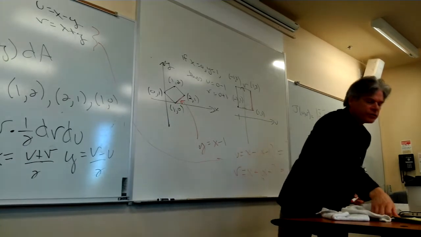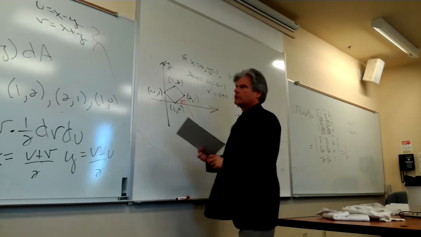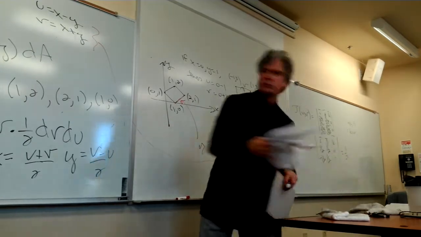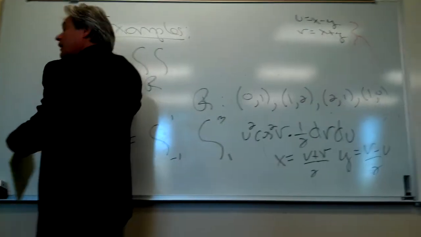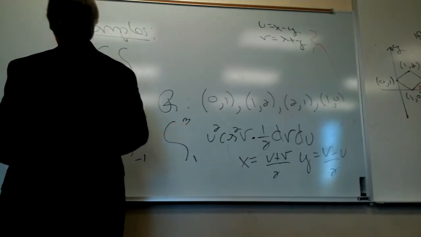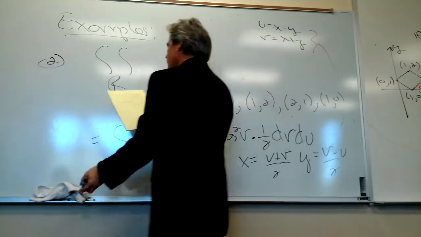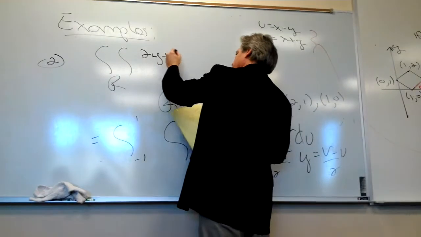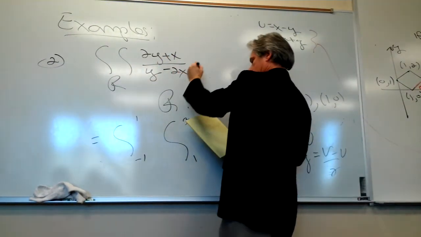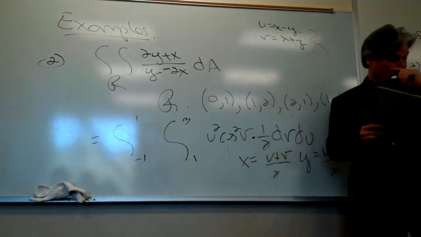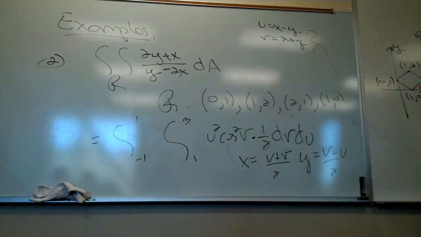What about a double integral like this? I was merely trying to make up some examples where the integrand has issues in terms of integrating. What about a fraction like 2y plus x, and downstairs a y minus 2x? Can we do these in three variables? Absolutely, we should. And I have a region R with these endpoints.